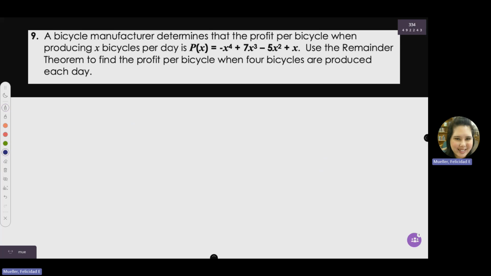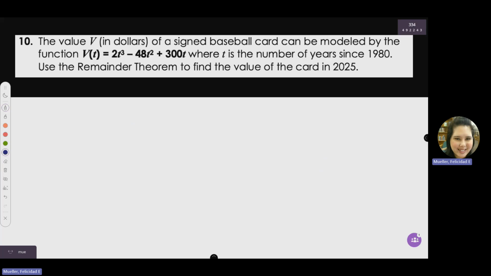Pause as needed. All right, pause and go ahead and try number 10. Looking here, there's a signed baseball card, and they're talking about value. T is the number of years since 1980, so we do need to figure that out. But I can do this other part: 2, -48, 300, and 0.